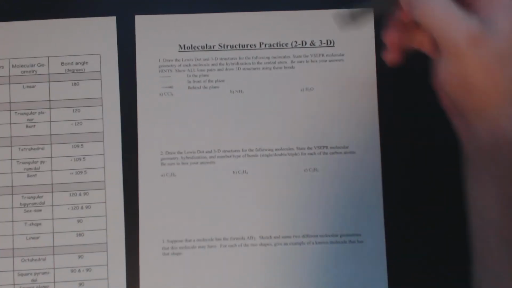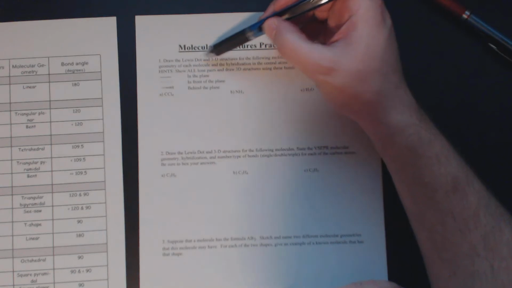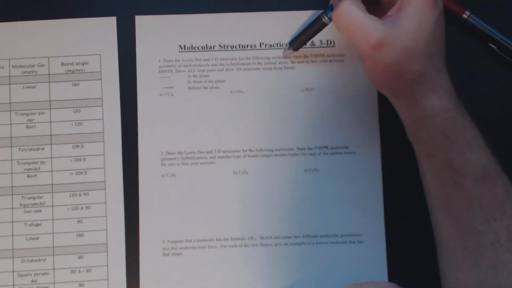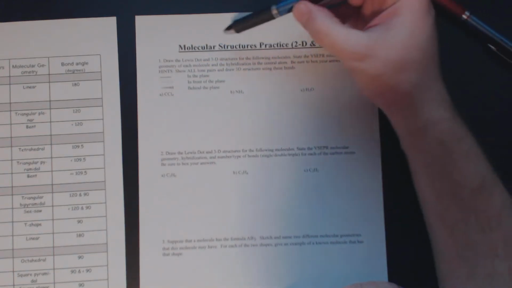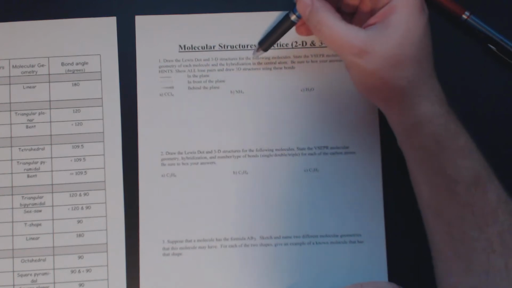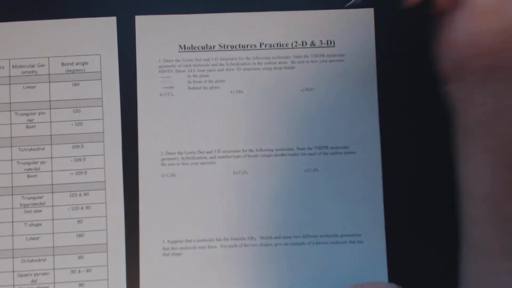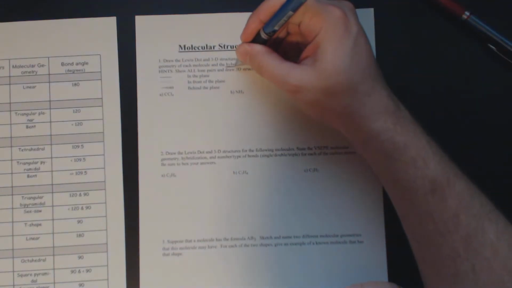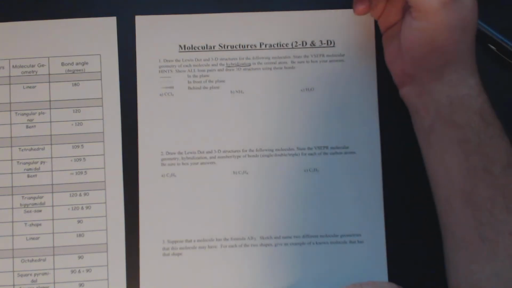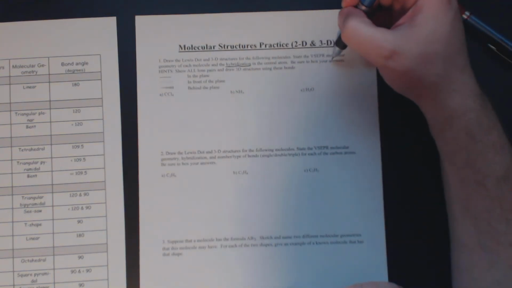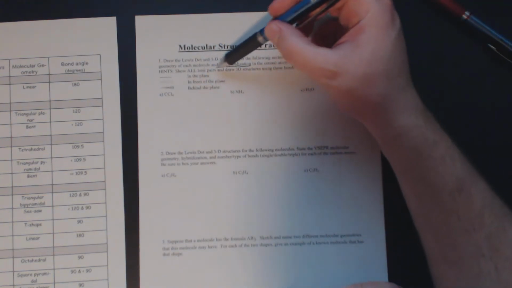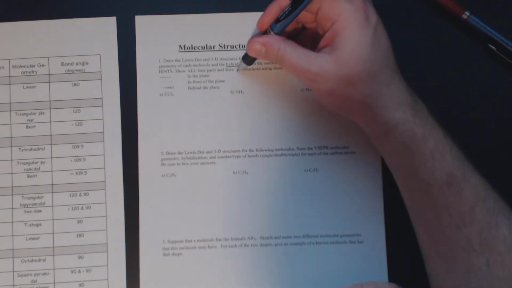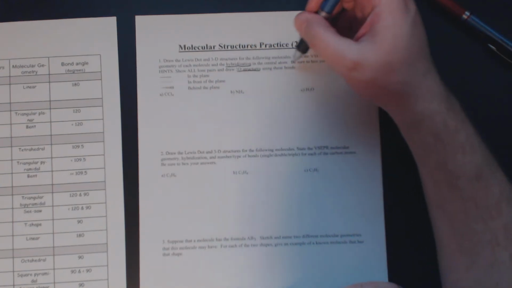Alright, this says, draw the Lewis dot and 3D structures for the following molecules. State the VSEPR molecular geometry of each molecule and the hybridization in the central atom. That word there is one we haven't heard before, hybridization, so we'll talk about what that is in just a second. Be sure to box your answer. Hint, show all lone pairs and draw 3D structures. Haven't done that either. Using these bonds.